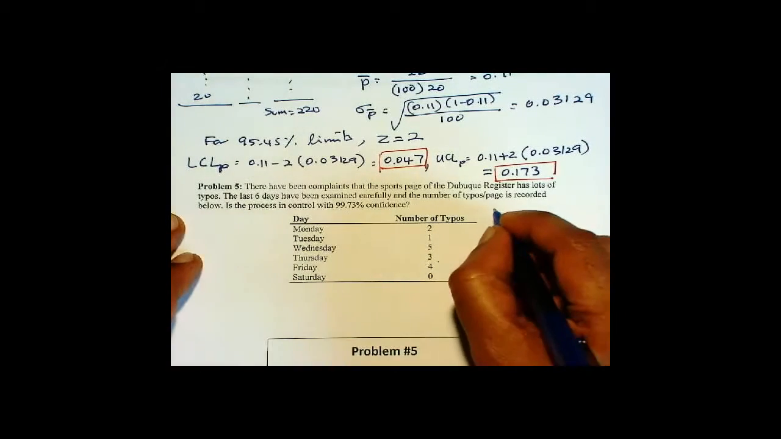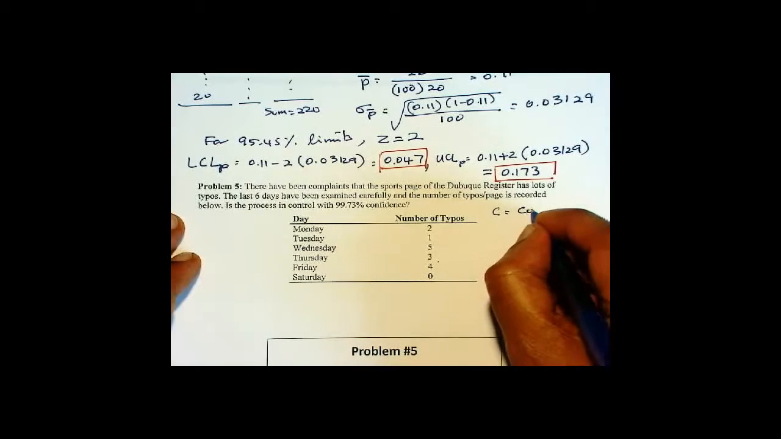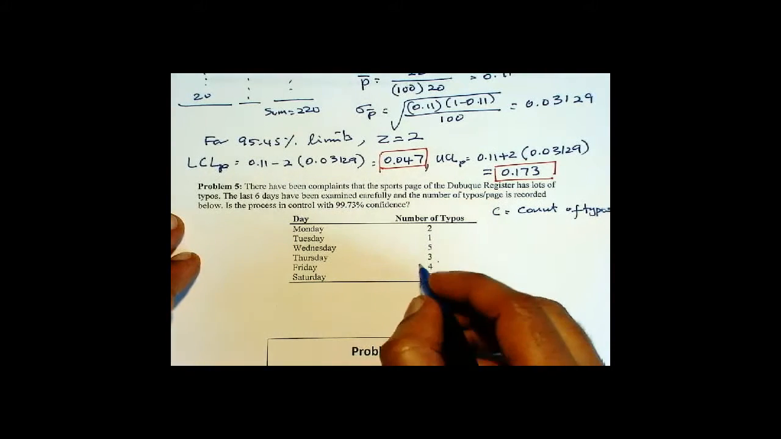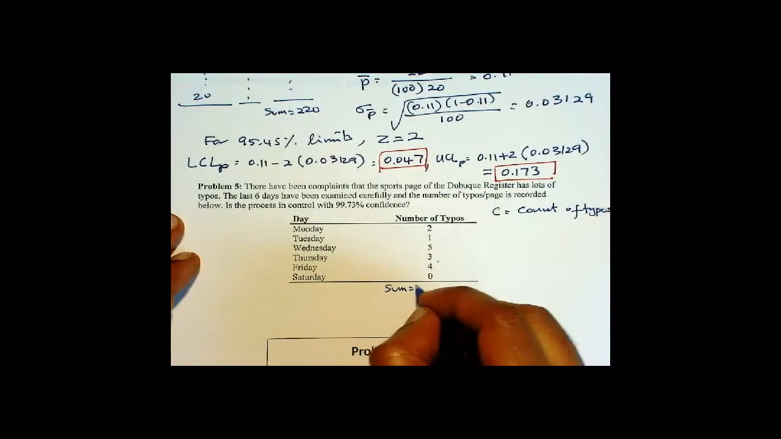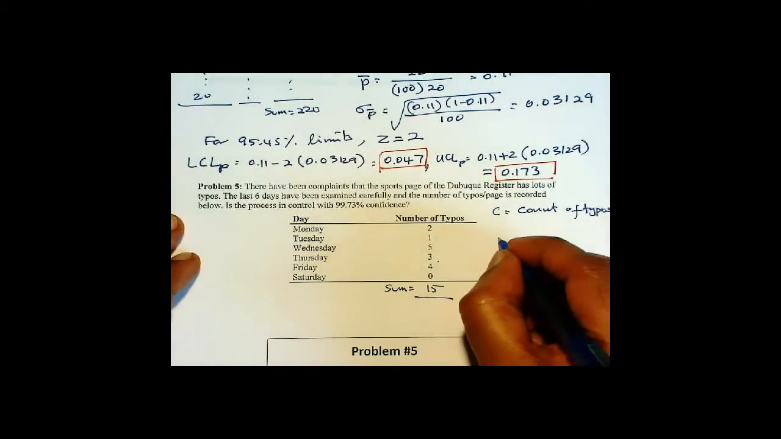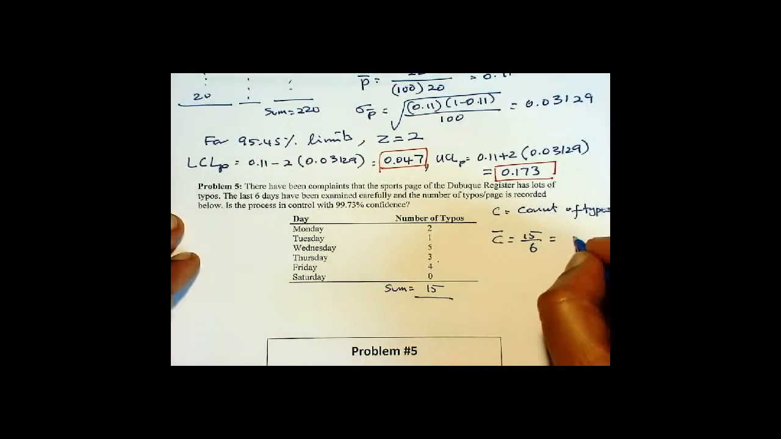So that's so C is count of typos, and we have that here, and sum is 15, and there are 6 days here, so C bar is 15 over 6 is 2.5.